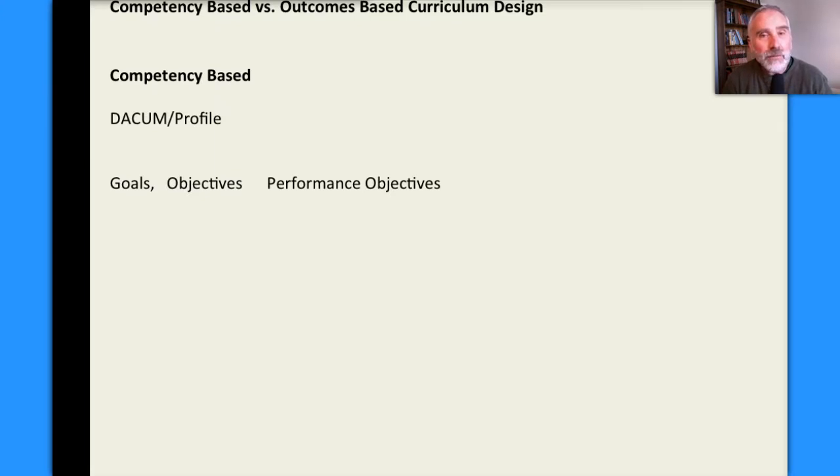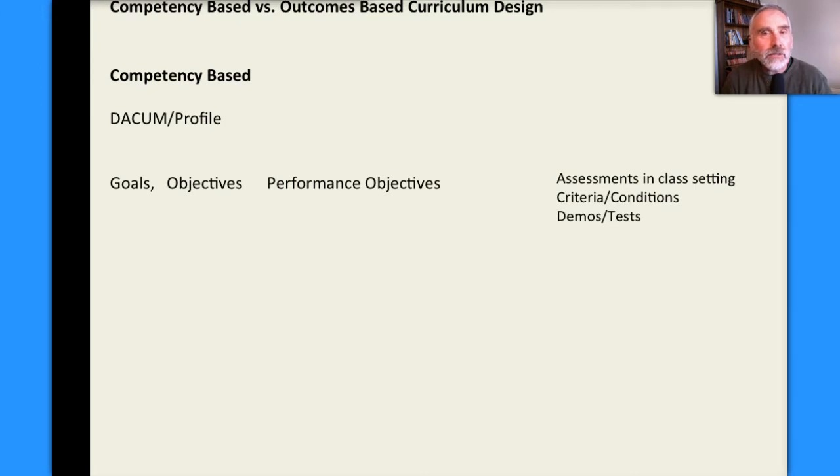If you're choosing the competency-based approach, you have to develop a DACUM, a course profile, and you have to come up with some performance objectives. The assessments are done in class setting. There's criteria and conditions that are added to them, and we'll talk more about that later.